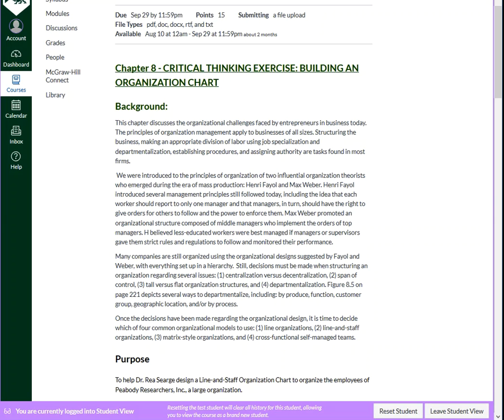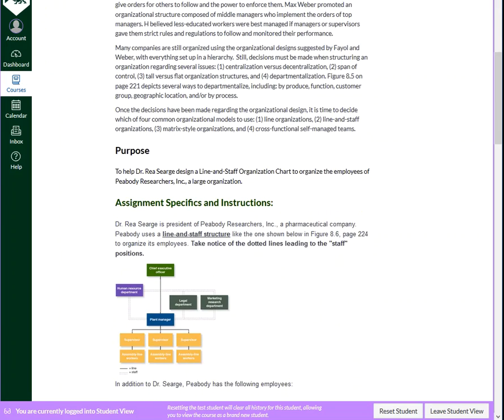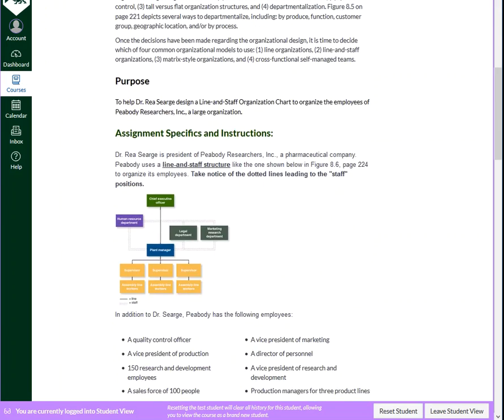On this page, you're asked to perform a hands-on activity where you're going to use the line and staff structure depicted in the textbook. Here's the graphic of the specific textbook that I want you to use when you are creating this organization chart. The organization chart is for Peabody Researchers, Inc.